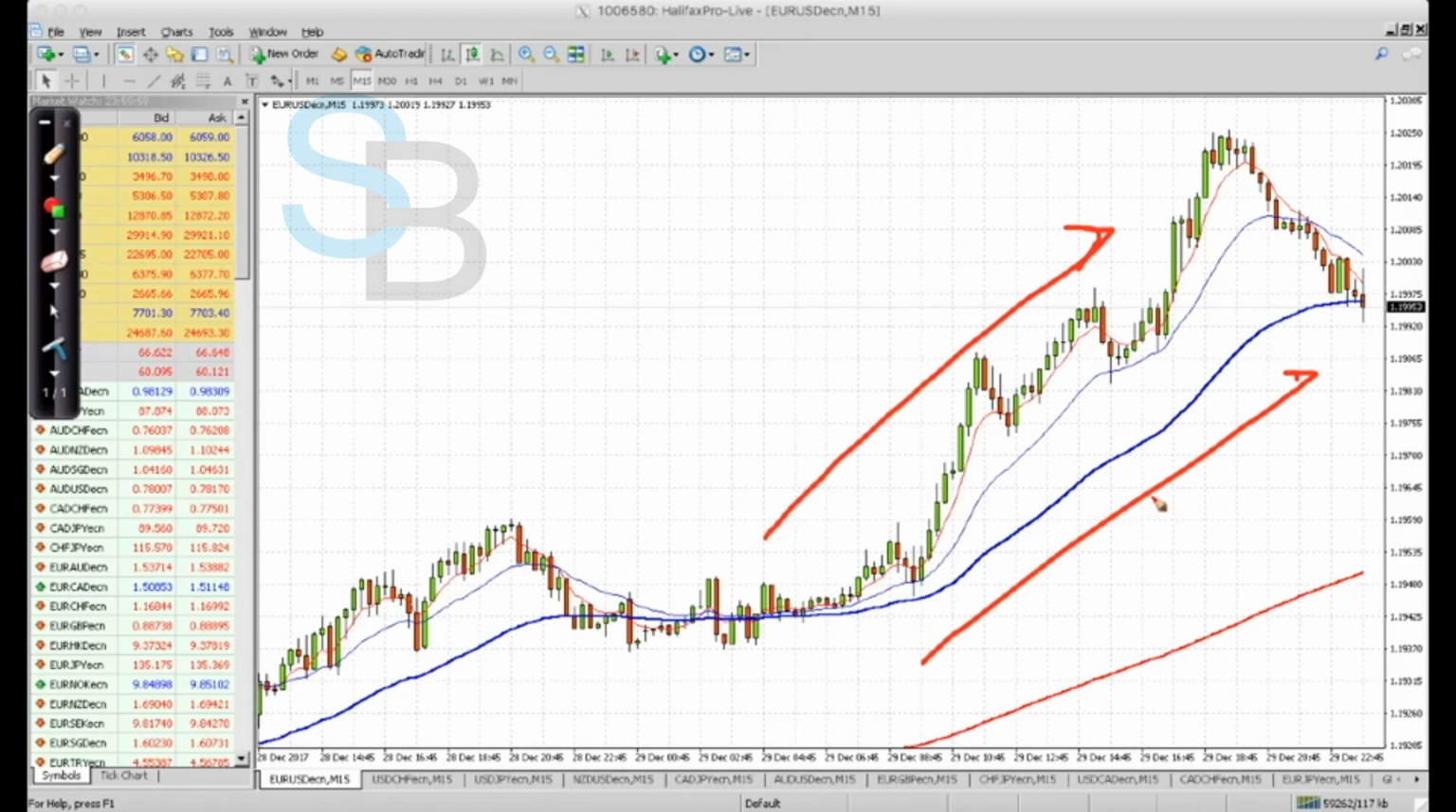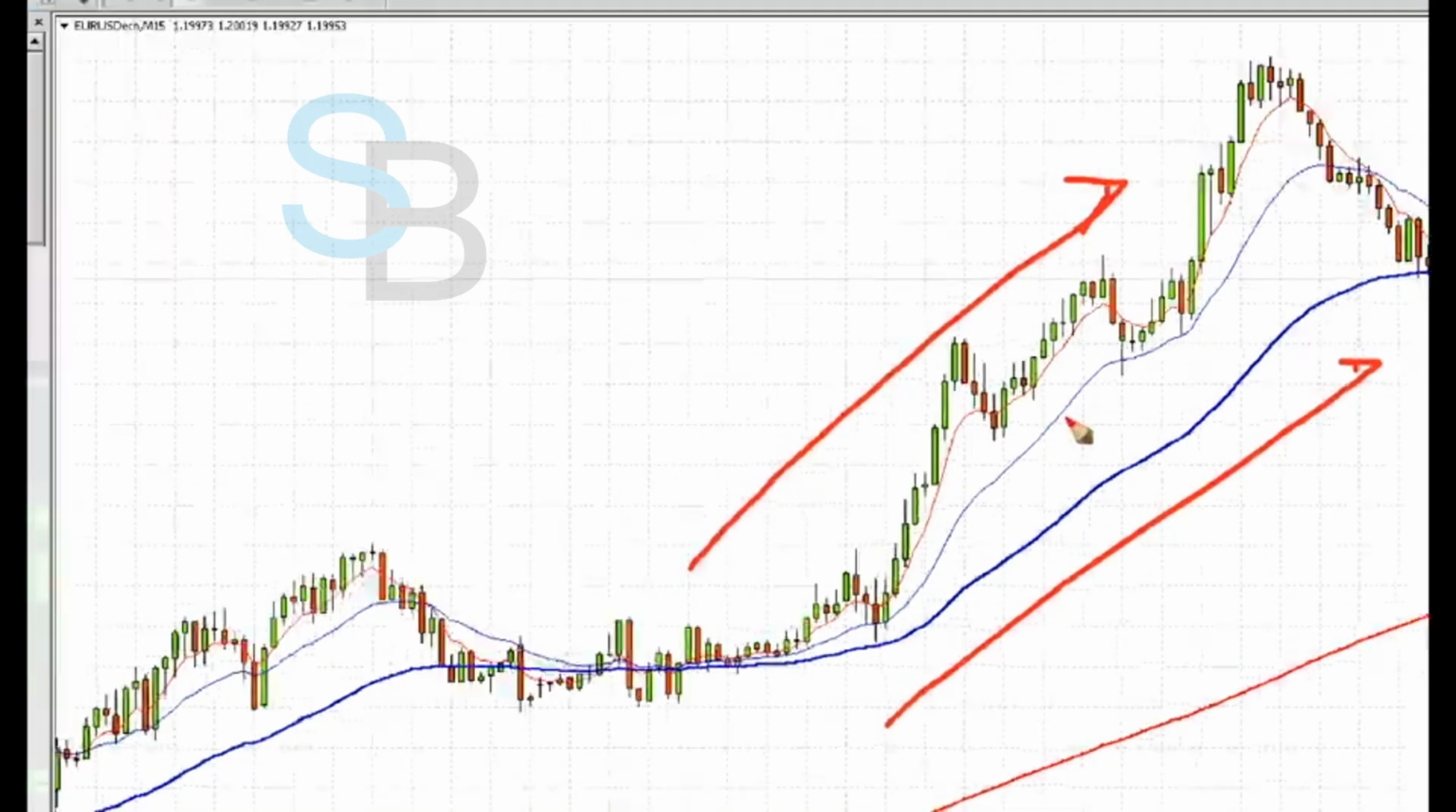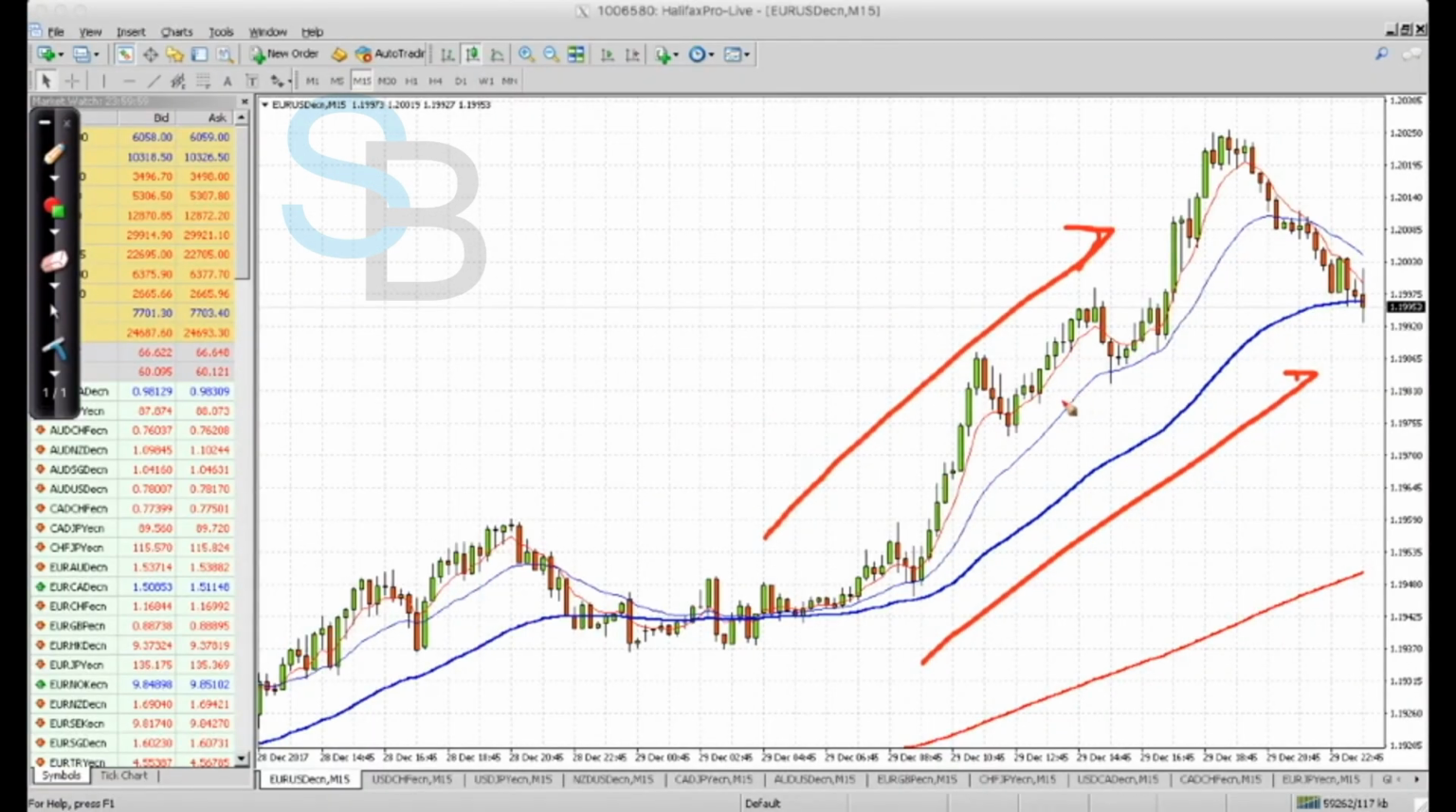And they tend to be in a certain sequence with the smallest moving average on top and the biggest moving average below. So this blue line that you see over here, this thin blue line, is the 18 exponential moving average. Oh, that's a really ugly 18. So let me draw that again.